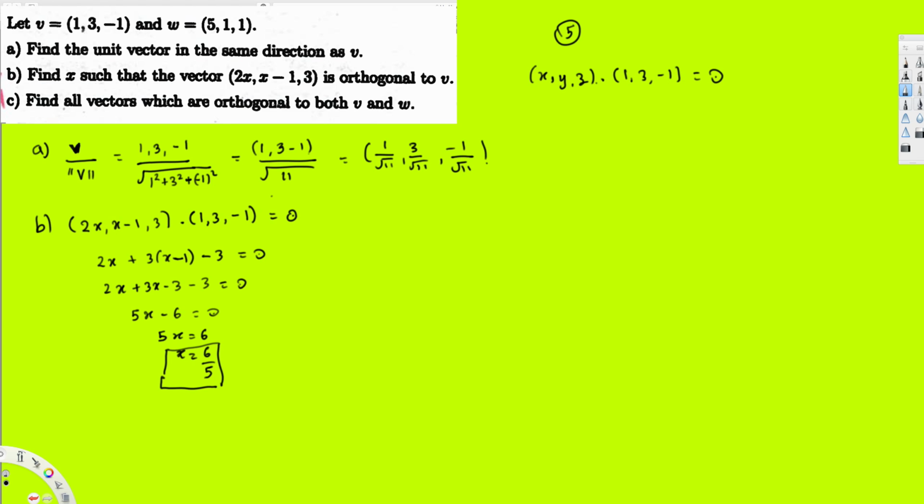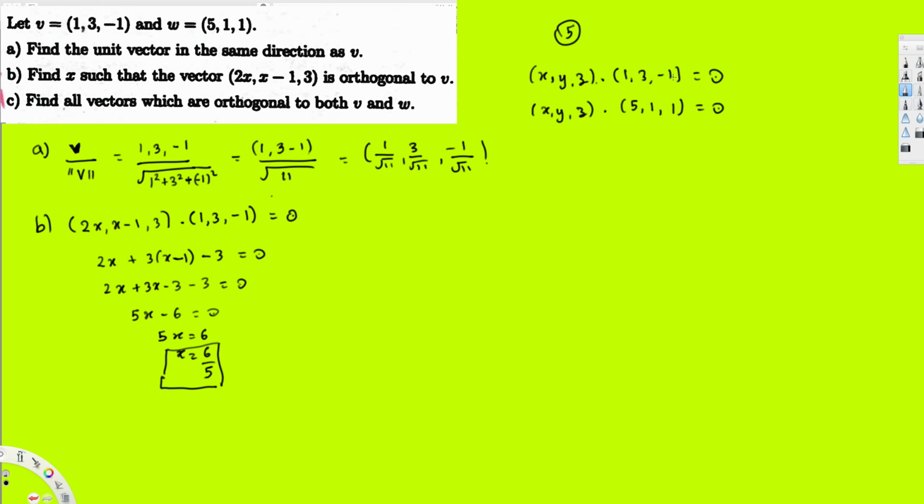They are asking to find all vectors which are orthogonal to both v and w, so I have to take the other one too. So let's take the same vector (x, y, z), and then dot product with (5, 1, 1), which should be equal to 0. A common mistake is that some people dot product all three of them together, and that is not the right answer, because if you dot product, you will get a scalar. If you get a scalar and dot product it with the other one, it doesn't make any sense, right? So we have to do them separately and find the values.